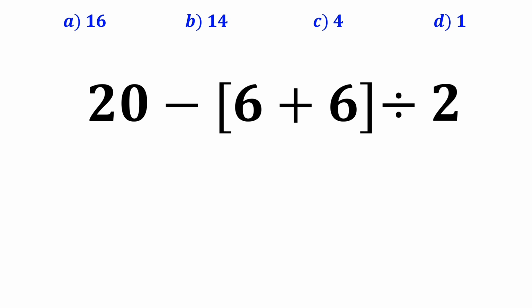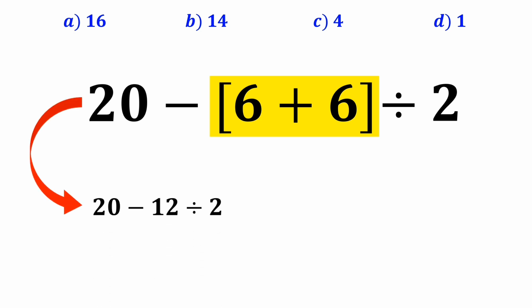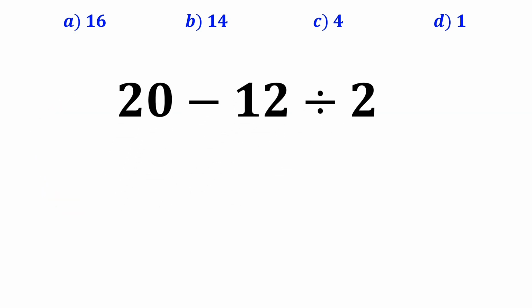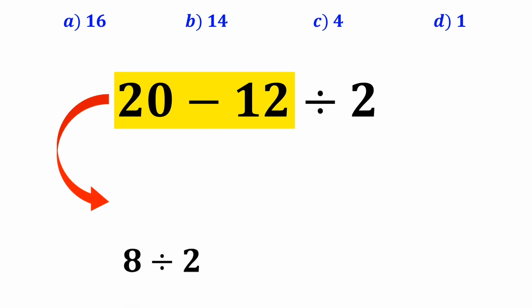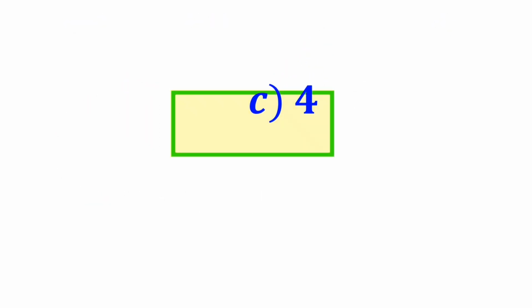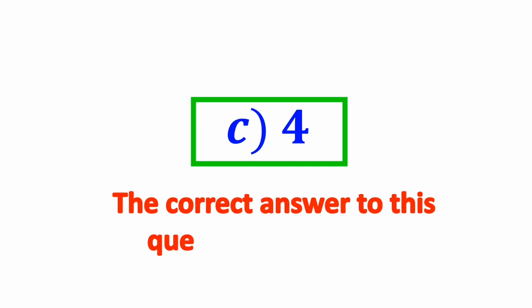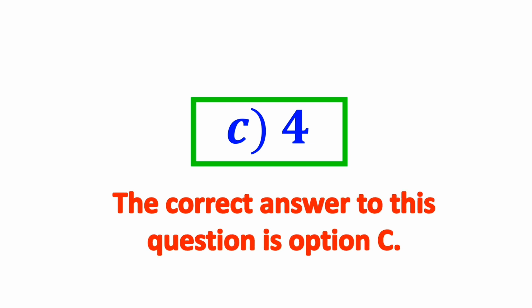Many people, in the first step of solving this question, go straight to the expression inside the brackets and replace it with 20 minus 12 divided by 2. In the next step, they usually focus on 20 minus 12 and rewrite this expression as 8 divided by 2. Finally, they get the answer 4. And immediately, without any hesitation, they say the correct answer to this question is option C. However, this answer is completely wrong.